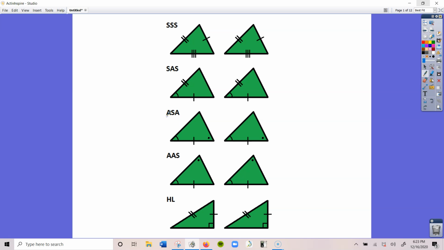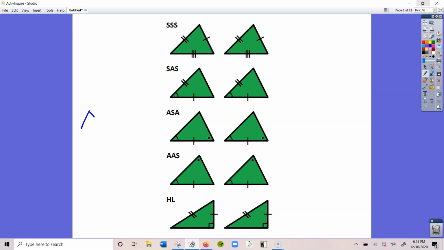For ASA, it's angle, side, angle. So again, it needs to be in that order. It needs to be consecutive, meaning one right after the other. So we have this angle here is congruent to this angle, the side, and then the other angle with the other angle. So these two triangles would be congruent.